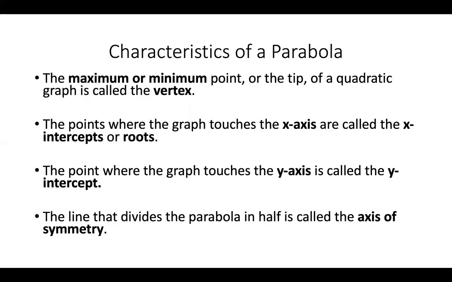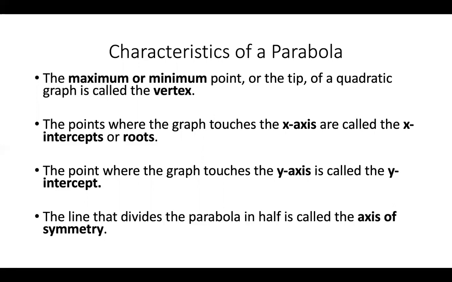All right, there are going to be some characteristics of a parabola, so this is where there's some vocabulary that we need to learn. So let's just go through these slowly. For a parabola, there's going to be a maximum or minimum point. There's going to be a high or low point, the tip. And we call this the vertex. So that's what we call the vertex, the highest or lowest point, or the maximum or minimum.